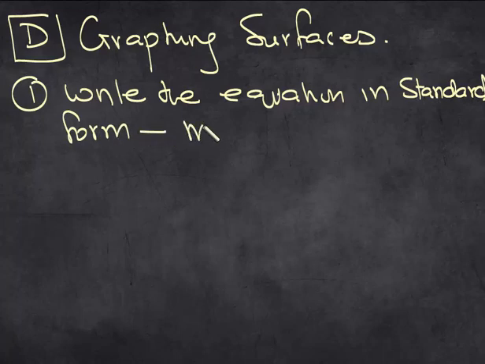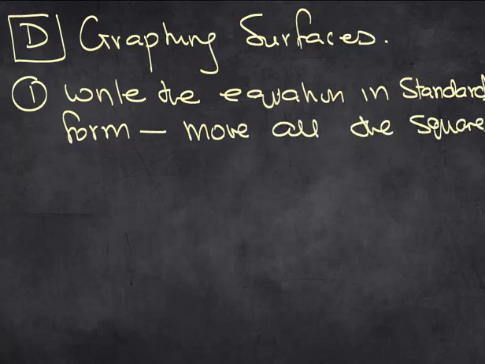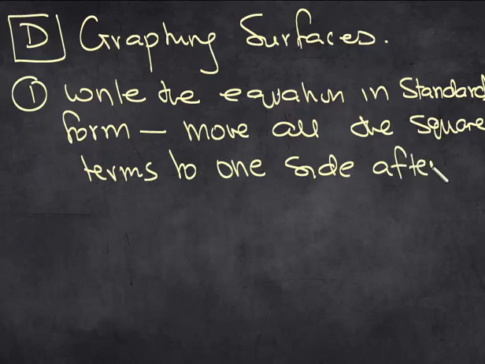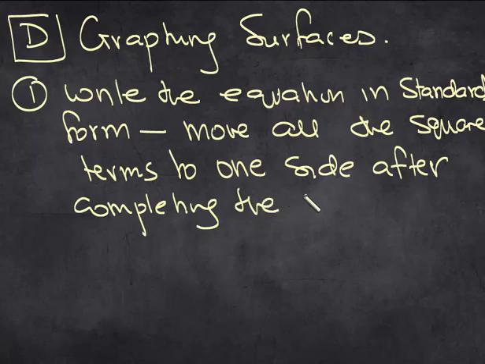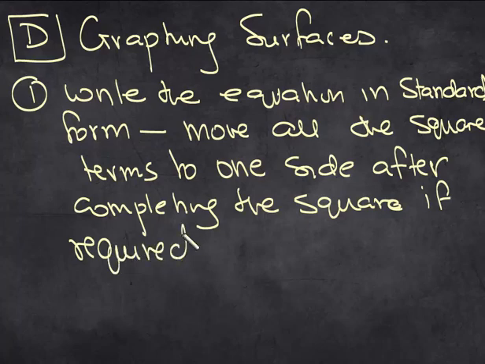So basically, move all the square terms to one side after completing the squares. Now remember, in every graph that I showed you, a lot of the center points were the origin. Do you guys follow? If you complete the squares, the center points could be anything. After completing the squares, if required, you might not have to complete the squares every single time.